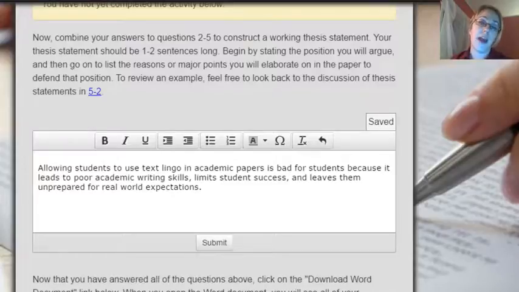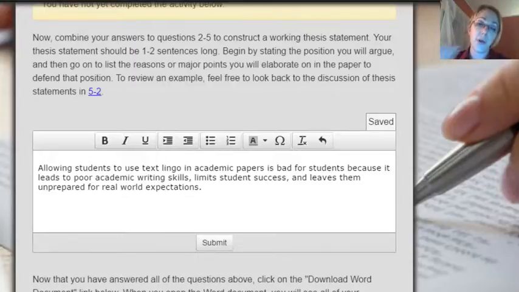So the thesis statement that I come up with is: allowing students to use text lingo in academic papers is bad for students because it leads to poor academic writing skills, limits student success, and leaves them unprepared for the real world expectations of their career. Okay, so we have clearly stated our problem and our argumentative stance. I'm saying straight up, it's a problem and it's not a good thing. These are the three reasons why. And now our paper is going to reflect that as we start drafting it. The first paragraph or two will be explaining why it leads to poor academic writing skills. The next couple of paragraphs will be explaining why it limits student success, and so on. So you can see how the thesis statement serves as the backbone.